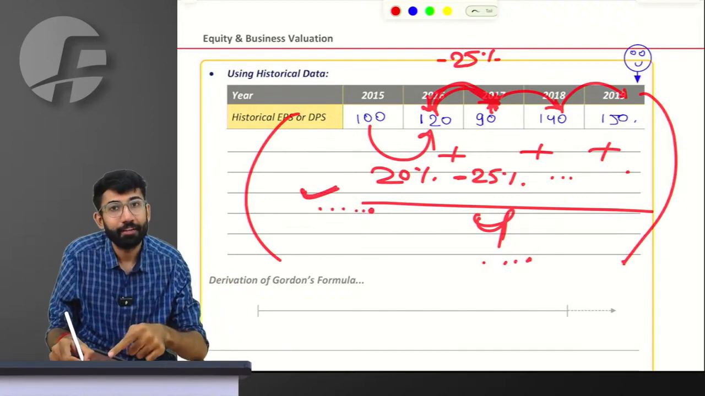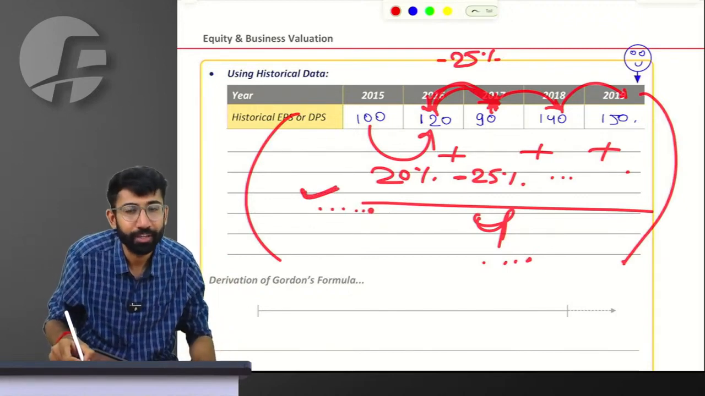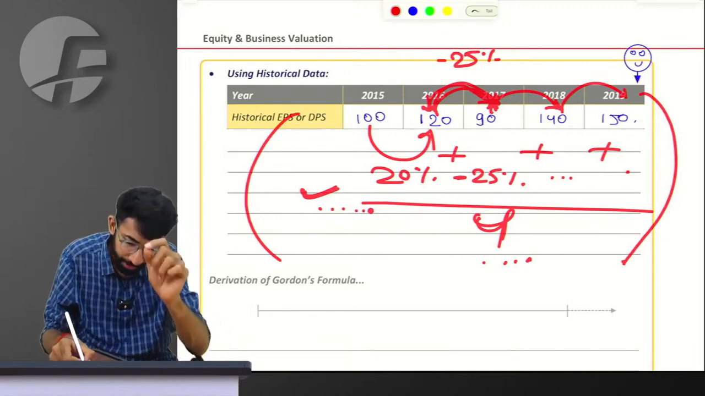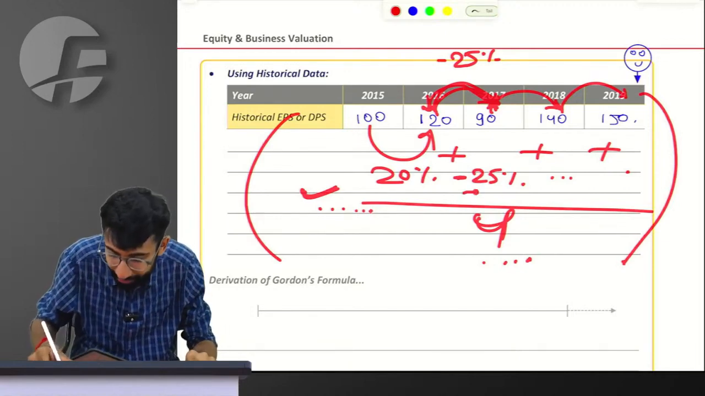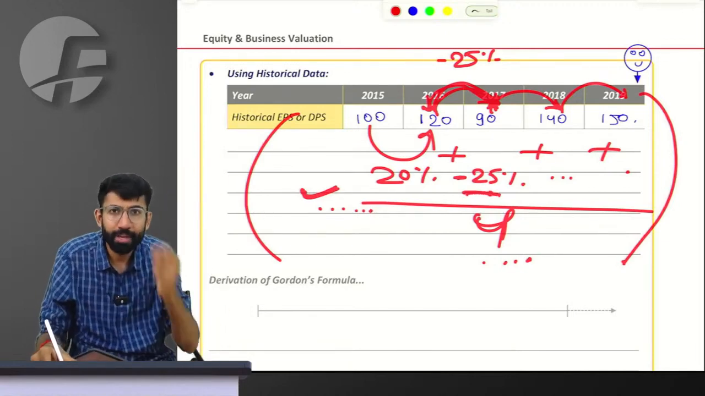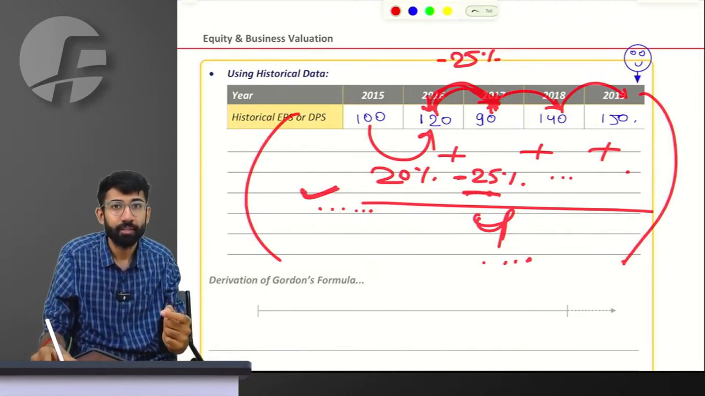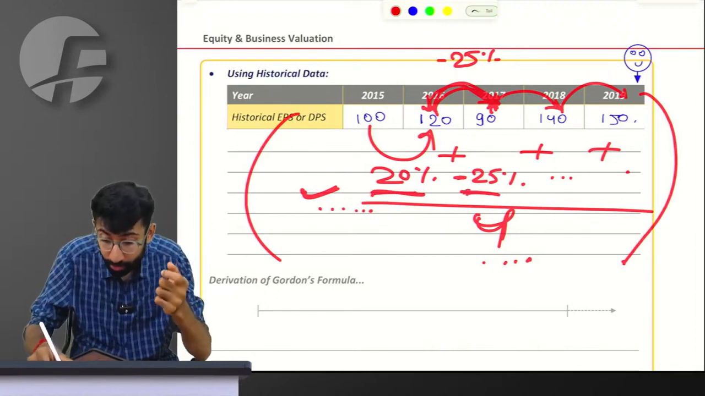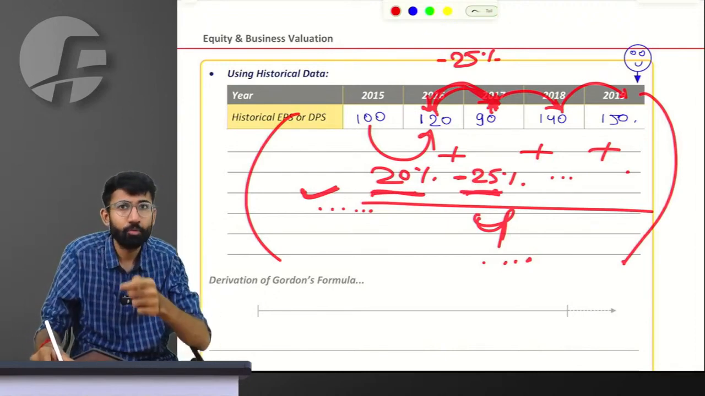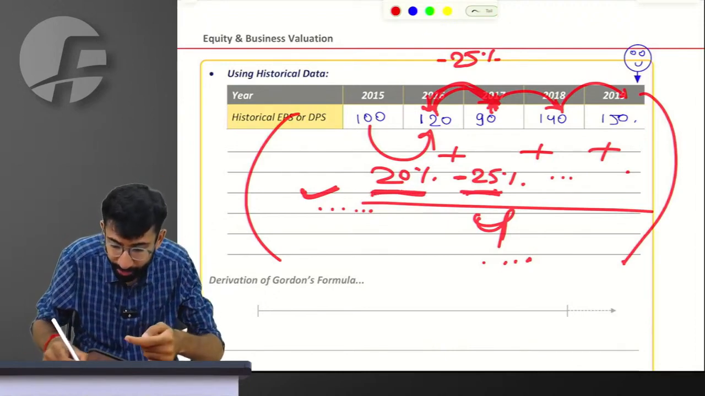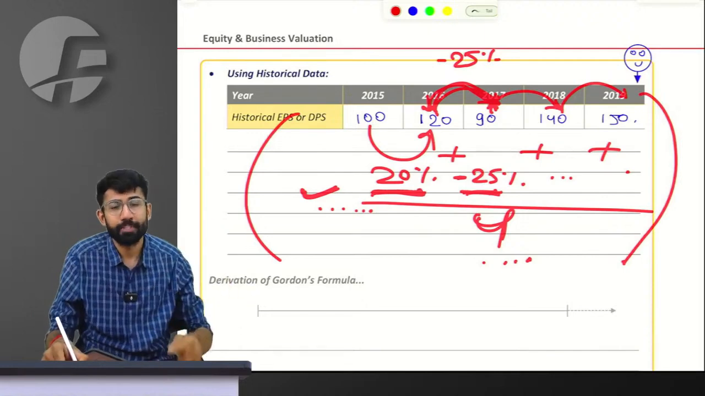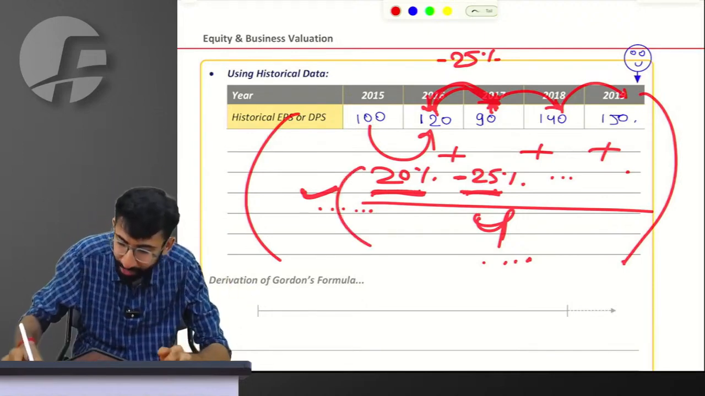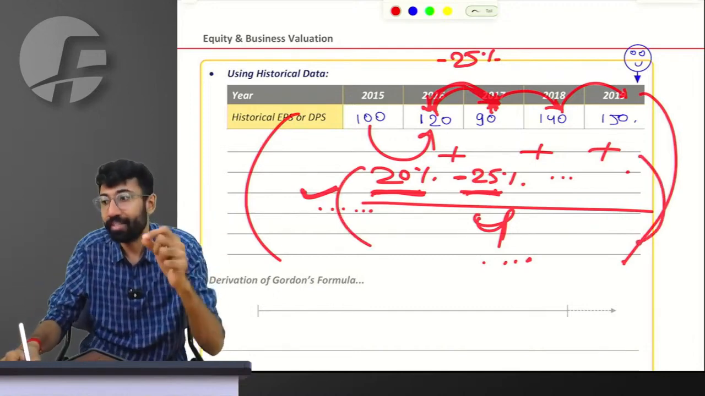But again, here we are missing out the compounding effect. How, sir? Let me explain to you. You are saying my amount has come down by 25%. Here you are saying that my amount has gone up by 20%. But do you realize? Again, while doing the average, we have missed the weights.